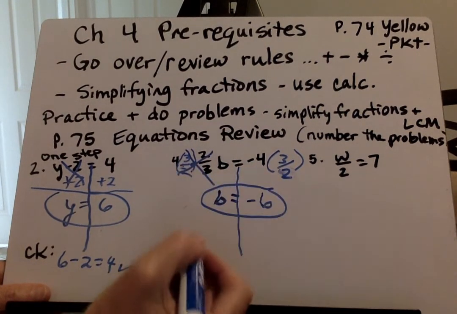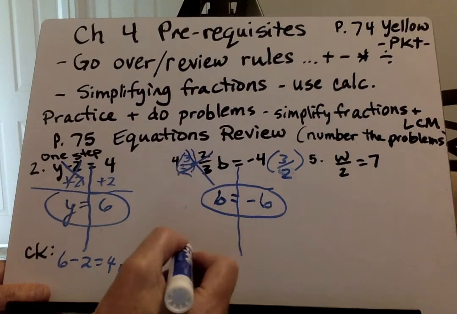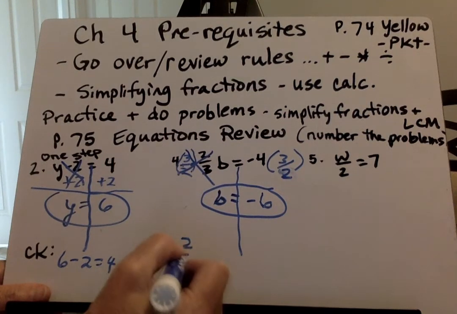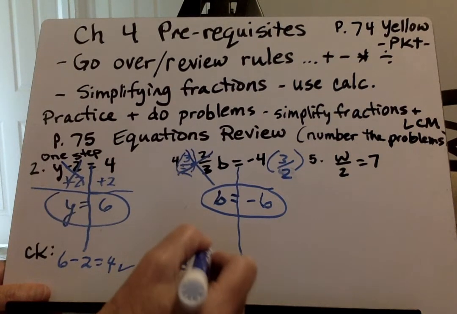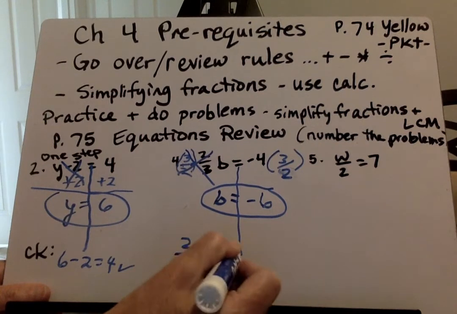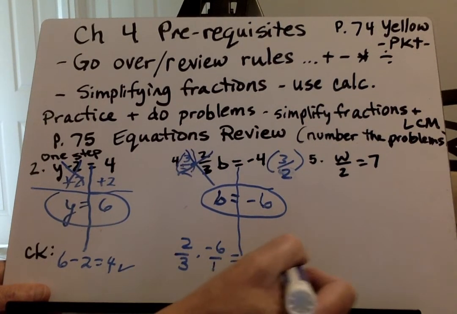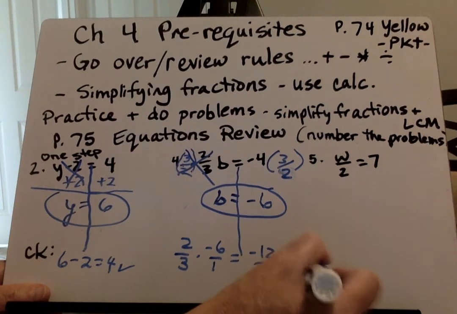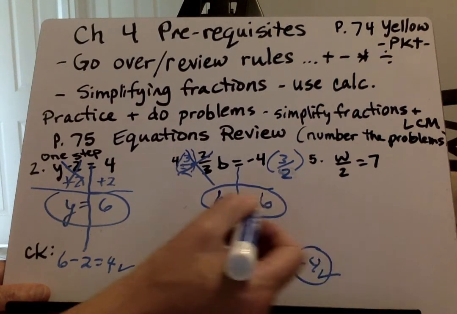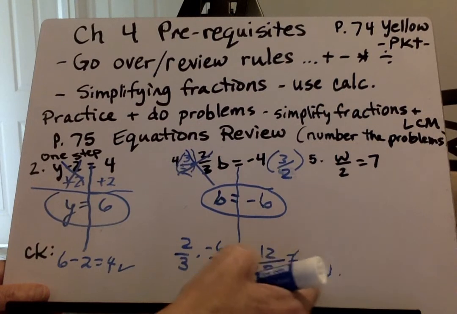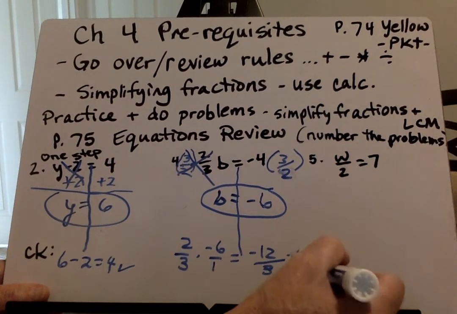And if I wanted to check the problem, I go 2/3 times negative 6 equals negative 12 over 3, which equals negative 4. And that checks. So I shouldn't circle that because that's not the problem. That is just checking the problem.